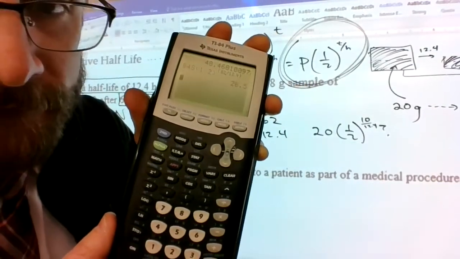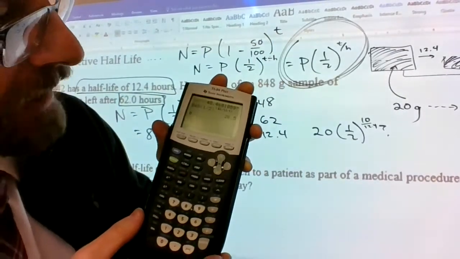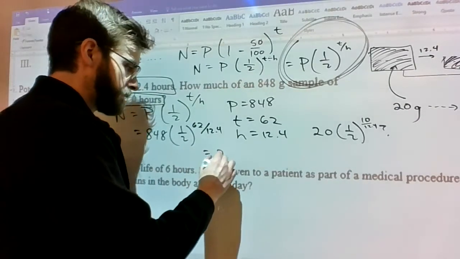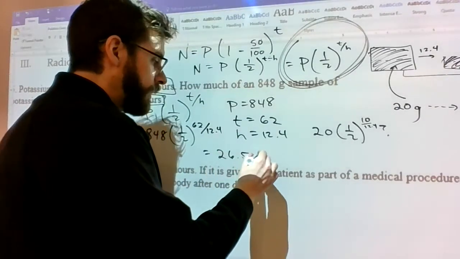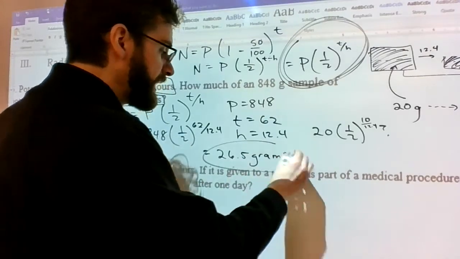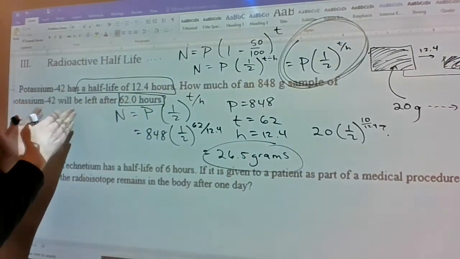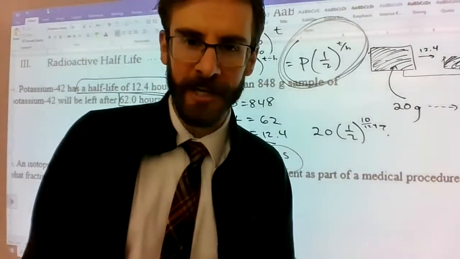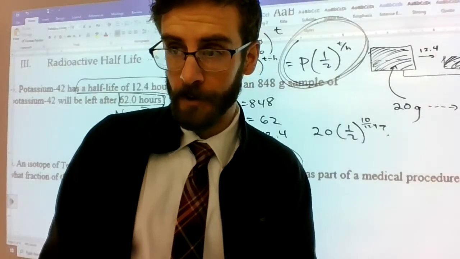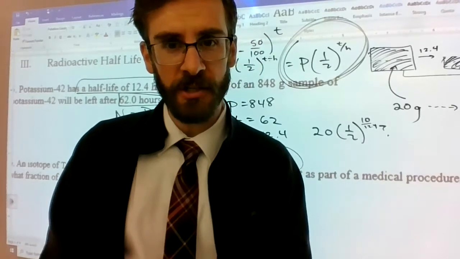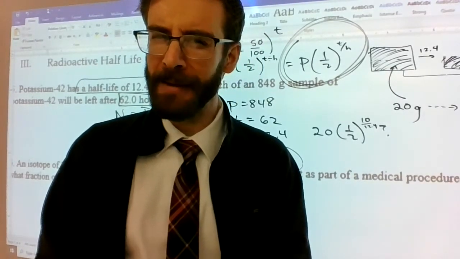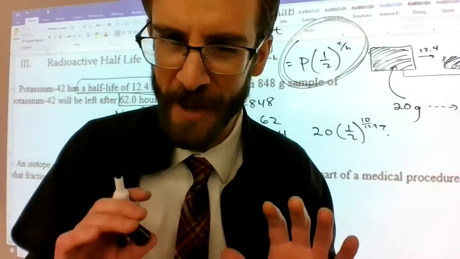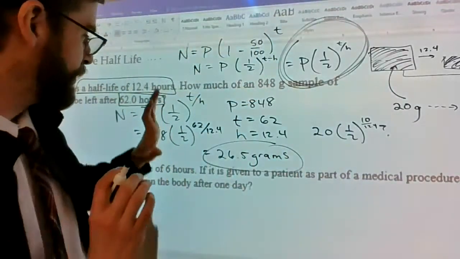Here's your answer. Ooh, there's 26.5 grams left. That's your answer. So 26.5 grams of potassium-42 will remain after 62 hours. So, of course, you guys see the application for science. Like people who go into these kind of fields of science, especially chemistry, maybe biology. My playground is mathematics, so I'm not exactly sure.